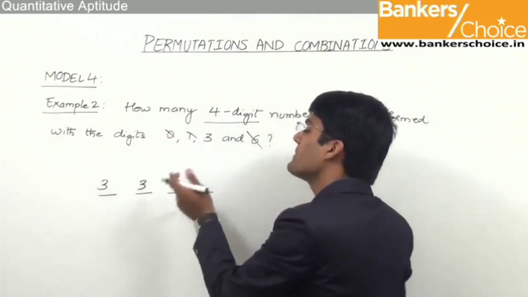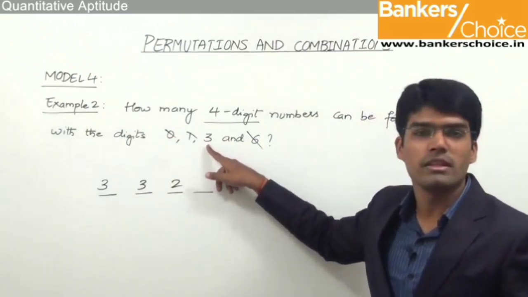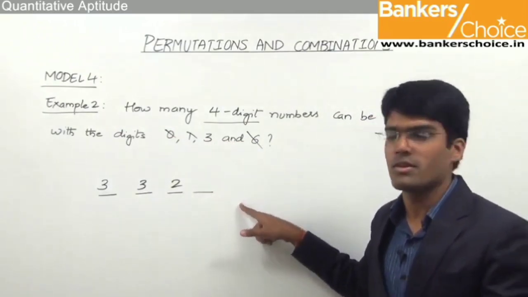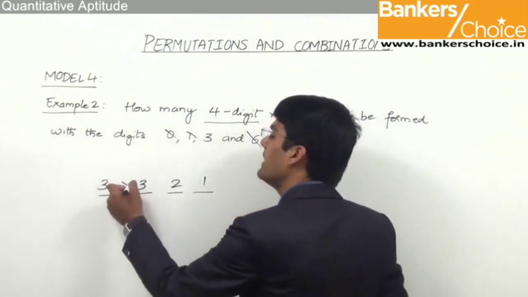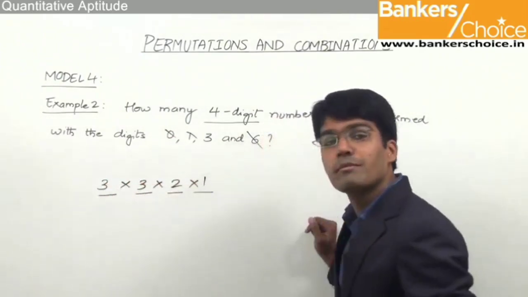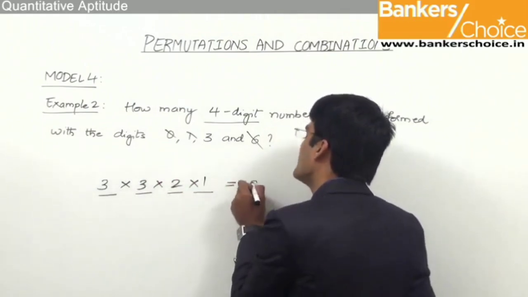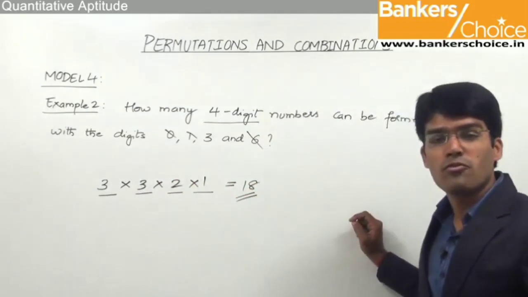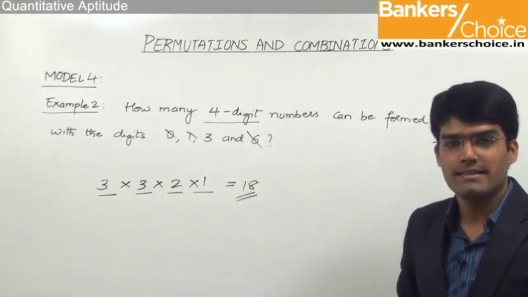Assuming that 0 comes in this position, the last position can be filled in 1 way. Why? Because there is only 1 digit left out, 3, and it has to come there. So we don't have any choice. Last position can be filled only in 1 way. So the answer here will be 3 into 3 into 2 into 1, going by the principle of multiplication. 3 into 3 is 9. 9 into 2 is 18. So 18 is the number of 4-digit numbers that can be formed using the digits 0, 1, 3 and 6.